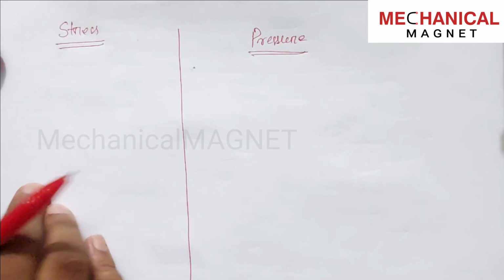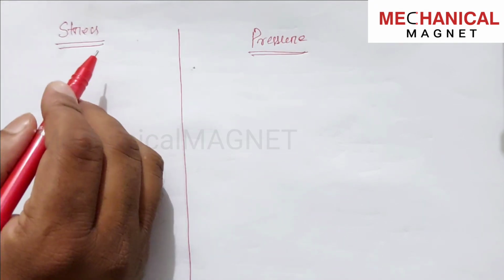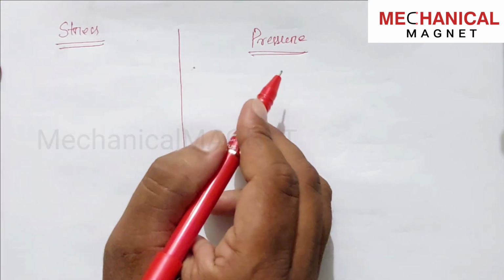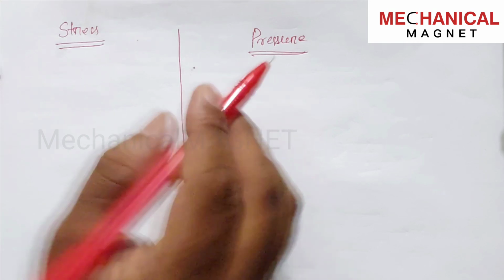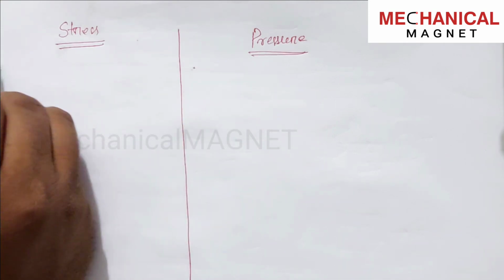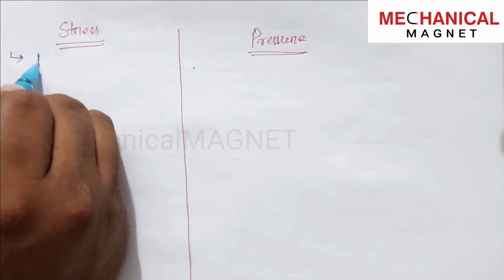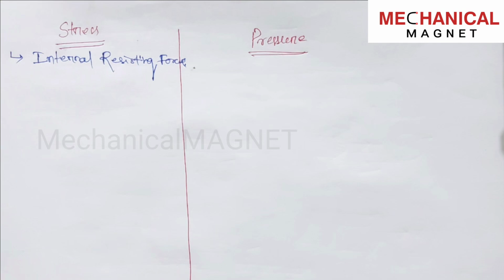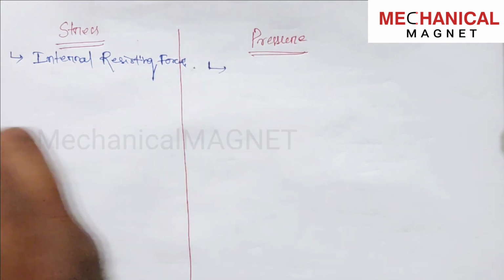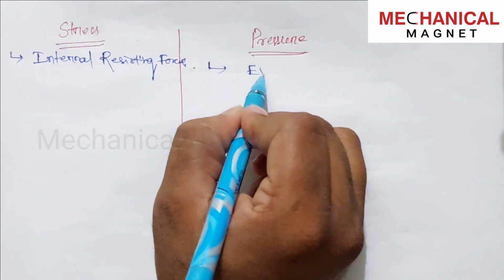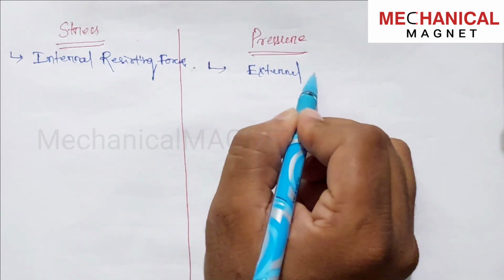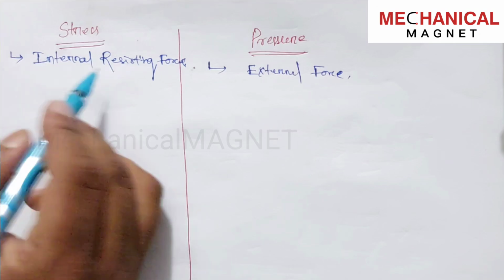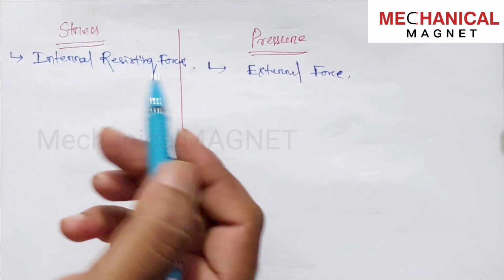You can see here. So what is stress? All of you know that stress is the internal resisting force and pressure is the external force. So you can write two main differences here. Stress is the internal resisting force. Okay, so what is pressure? Pressure is the external force only.